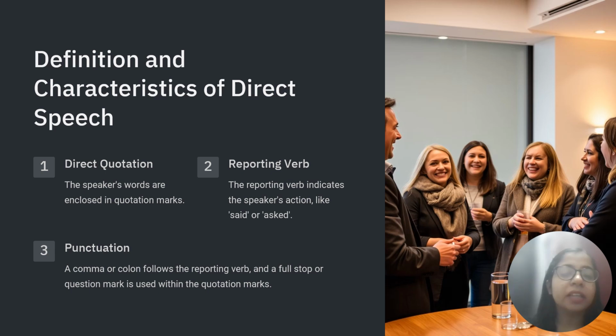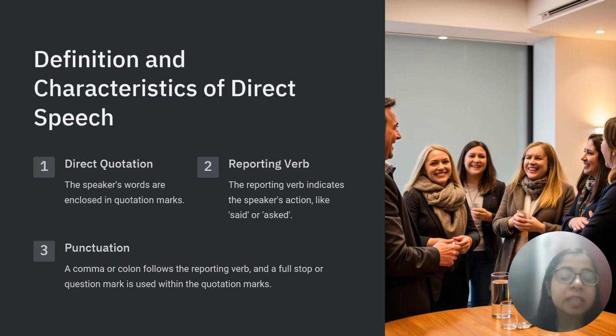Then some characteristics of direct speech. So first is direct quotation. The speaker's words are enclosed in quotation marks. So whenever we are writing in direct speech, what the speaker is saying is in between the quotation marks, means double inverted commas के बीच में वो sentence होगा whenever we are talking about direct speech.